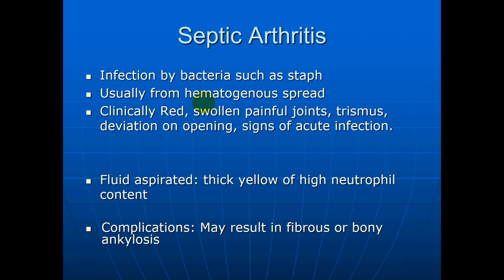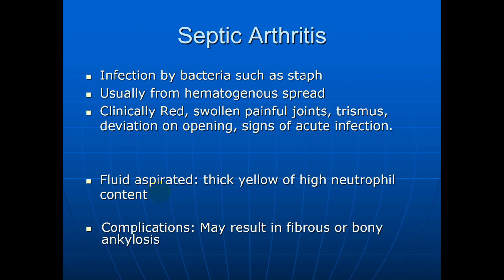Now, because we have active infection, you will have painful joints, there will be trismus of the surrounding muscles, there will be deviation on opening. Why? To avoid the pain in the affected joint. So the mandible will deviate to avoid that painful feeling, and there will be signs of acute infection. So the whole picture together is that of acute infection. And if aspiration was performed, the fluid that can be aspirated is thick and yellow. It is like pus because it contains a lot of neutrophils.